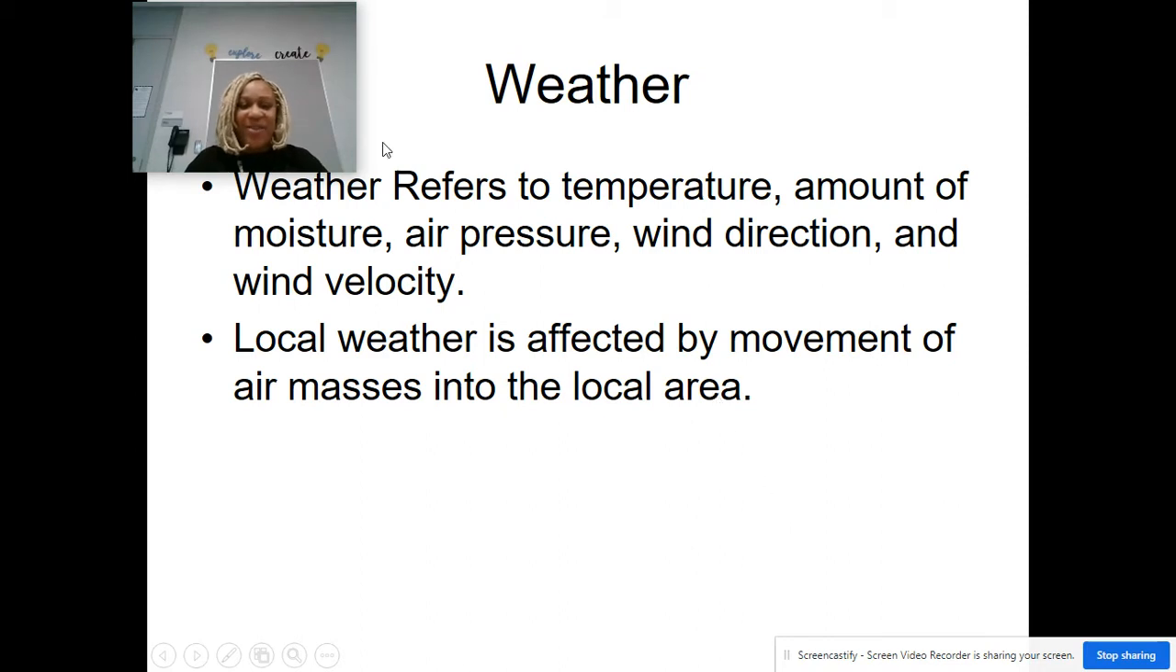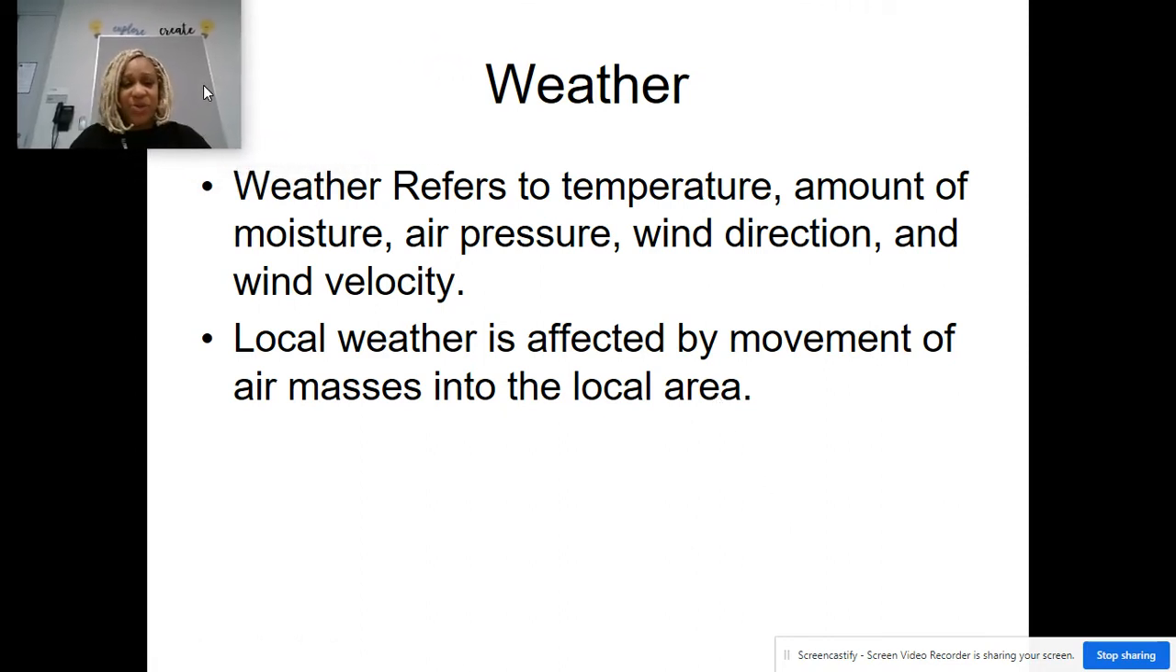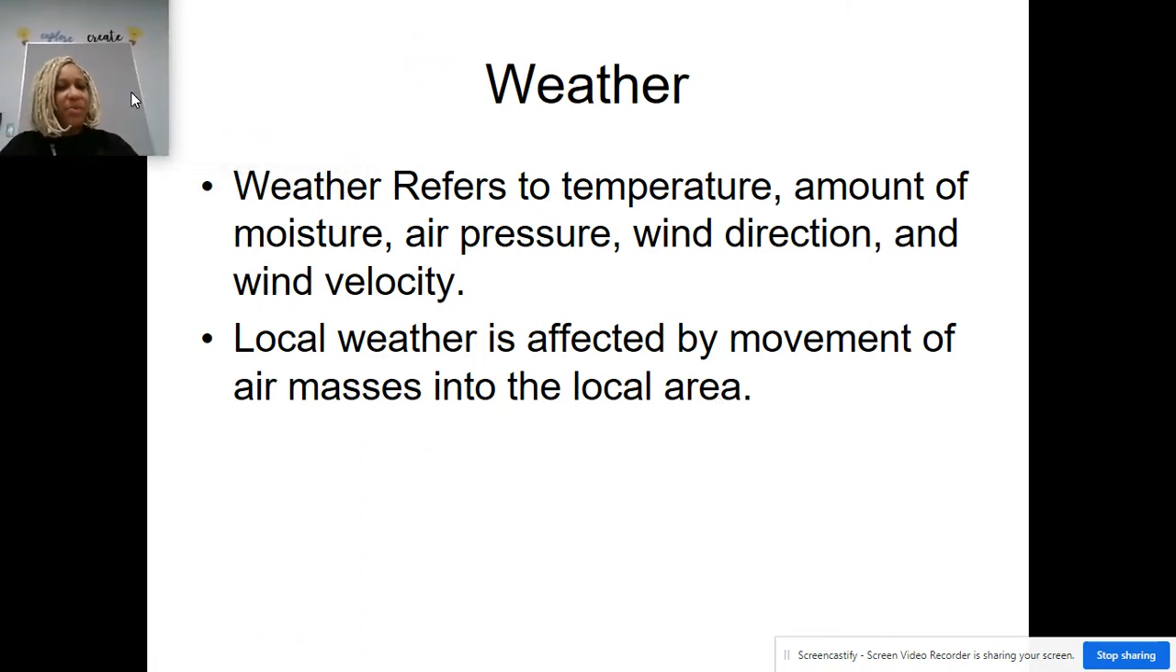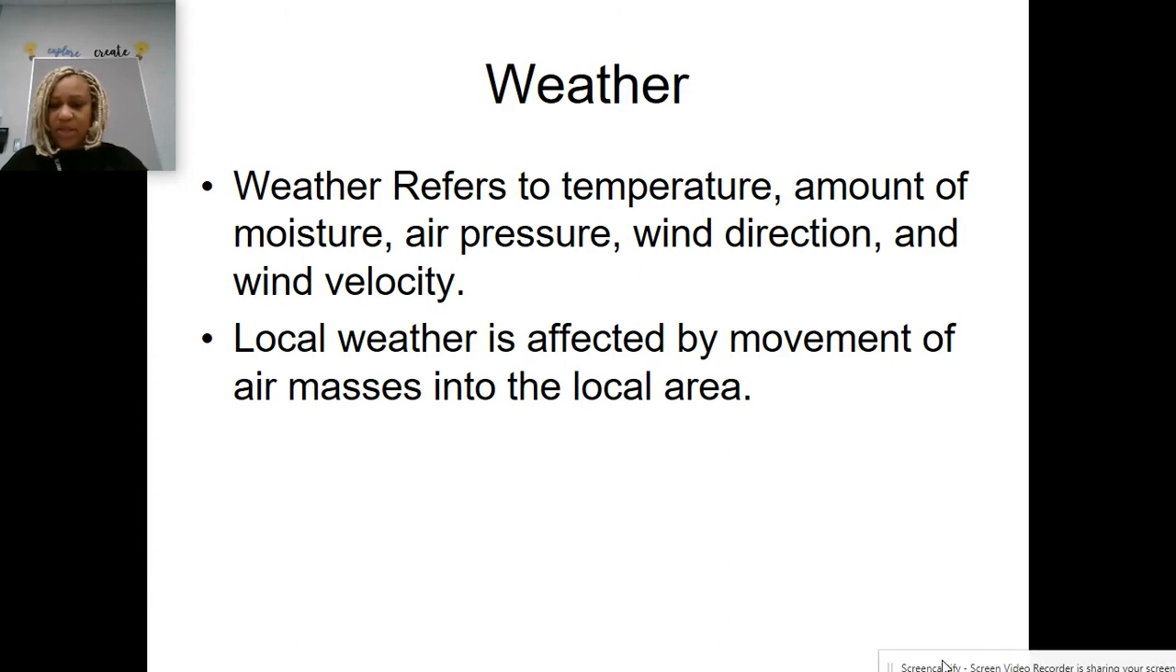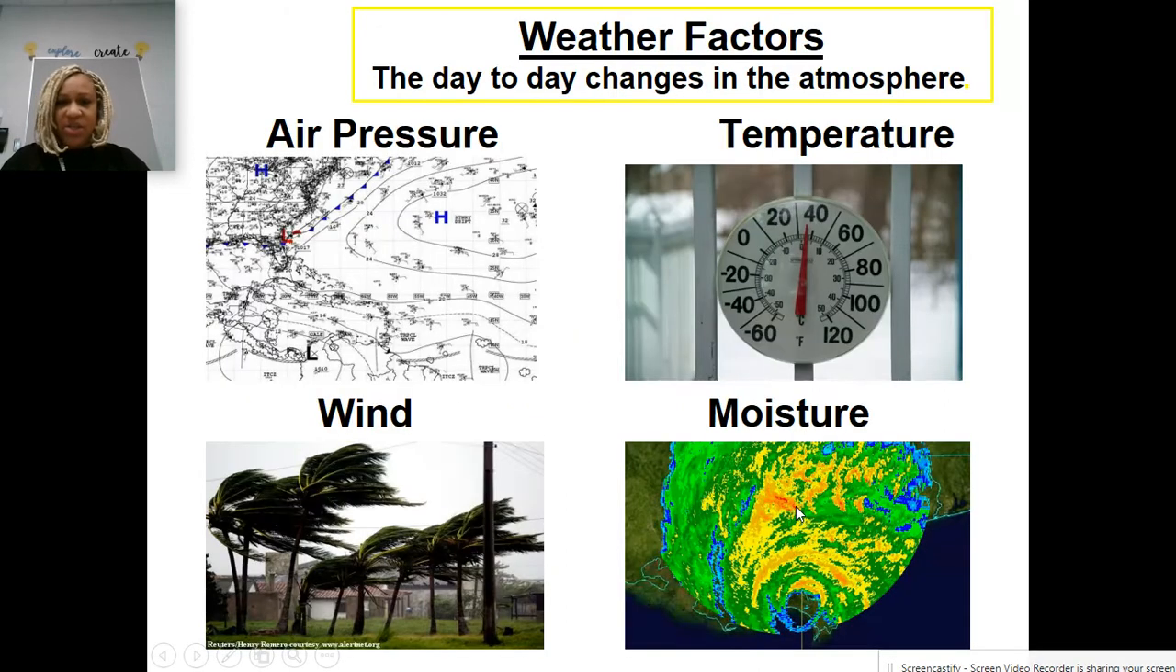All right. So weather refers to temperature, amount of moisture, air pressure, wind direction, and wind velocity. Local weather is affected by movement of air masses into the local areas. And we deal with a lot of different changes in weather in Houston all the time.